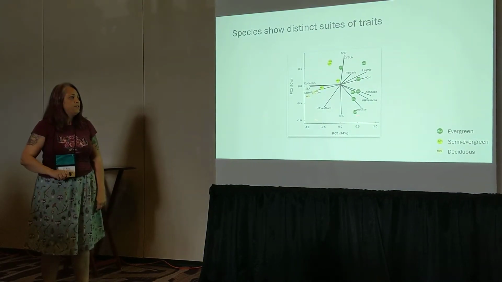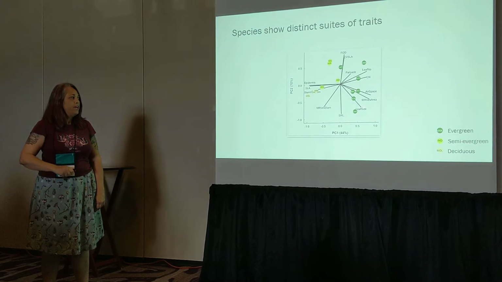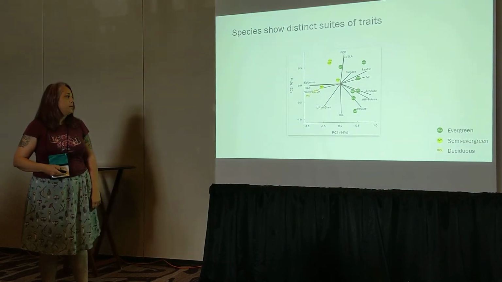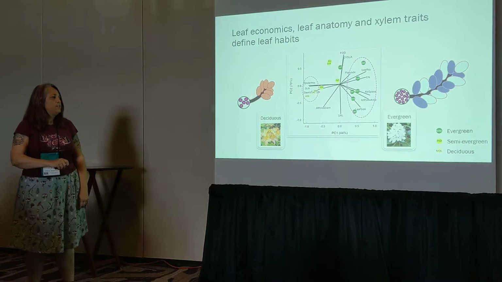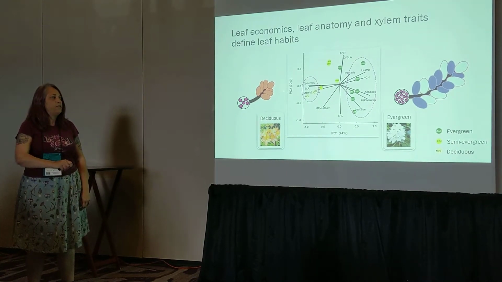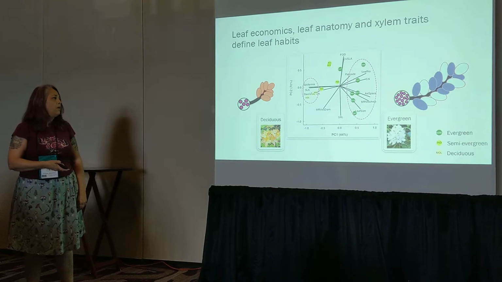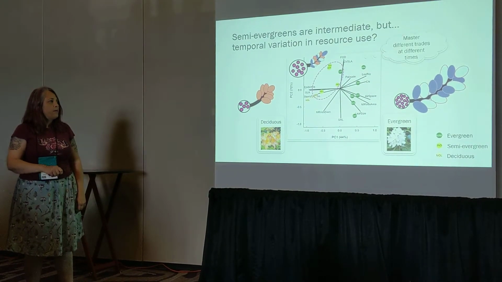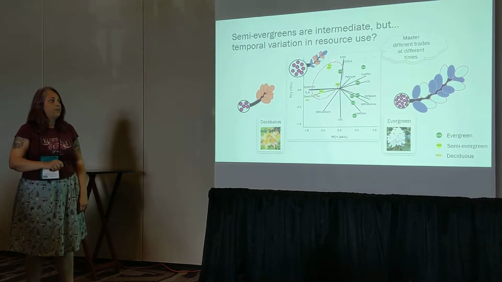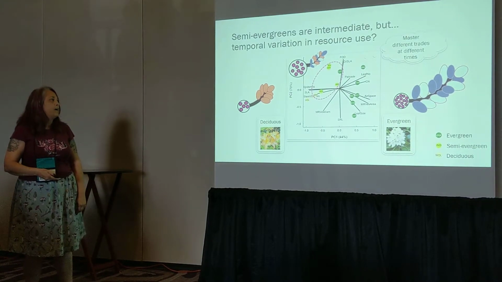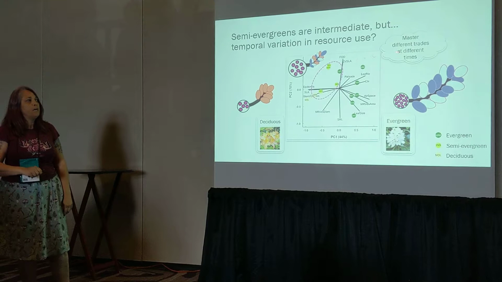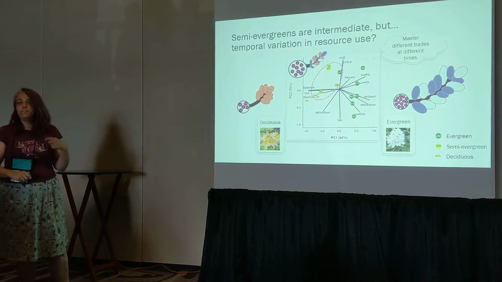These are the species. You see a lot of variation across the species in the space. What we see is, again, the deciduous and the evergreens are defined by the leaf economic spectrum. But those semi-evergreens are doing something totally different. Sometimes they're like a deciduous, sometimes they're like an evergreen. And maybe they're mastering different traits at different times.